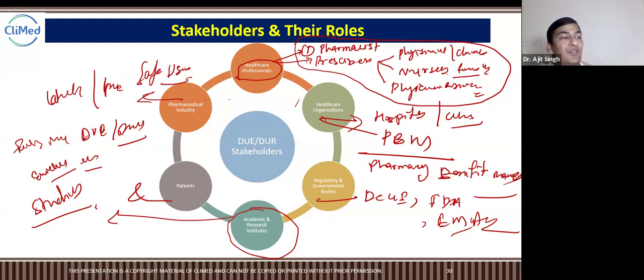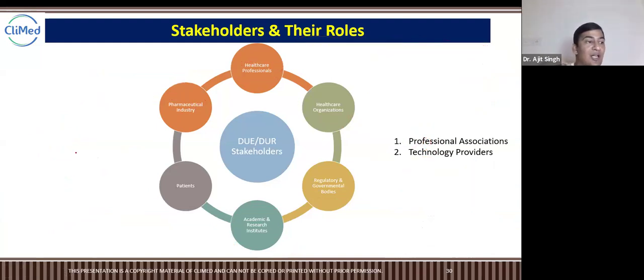And then we have some more people, the professional associations. We have PCI in India, and FIP internationally. These people develop the guidelines and standards for DUE and DUR. These are not regulatory bodies. We have ASHP, the American Society of Health-System Pharmacists, and the International Pharmaceutical Federation, FIP. They provide training programs for healthcare professionals, and they advocate for policies that promote rational drug use, right?